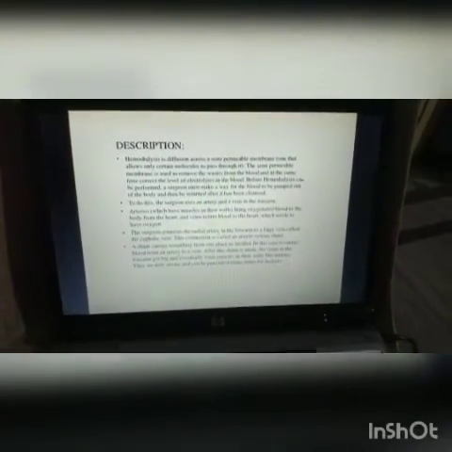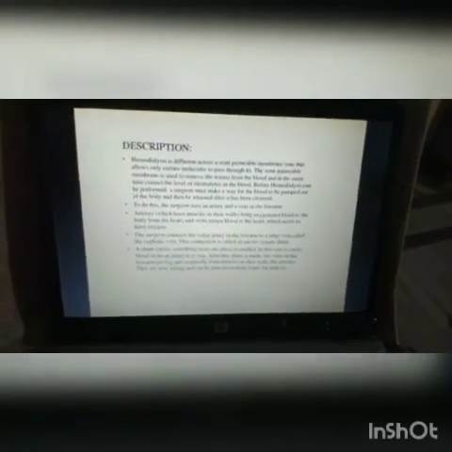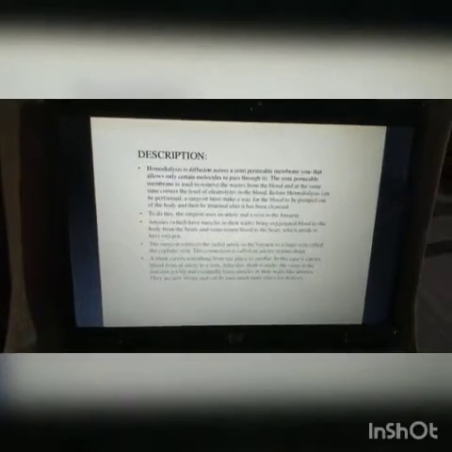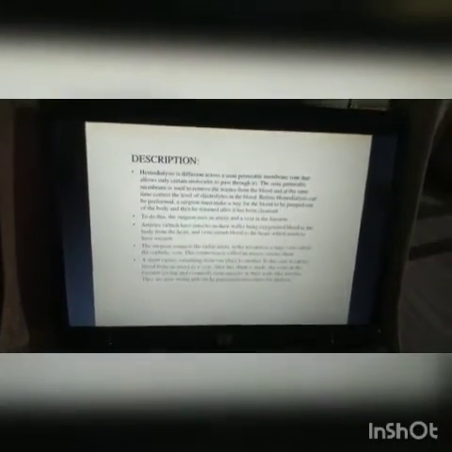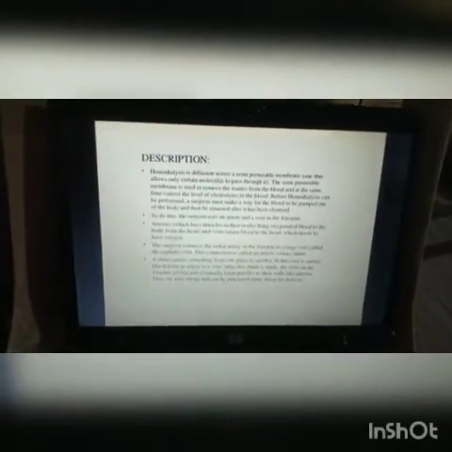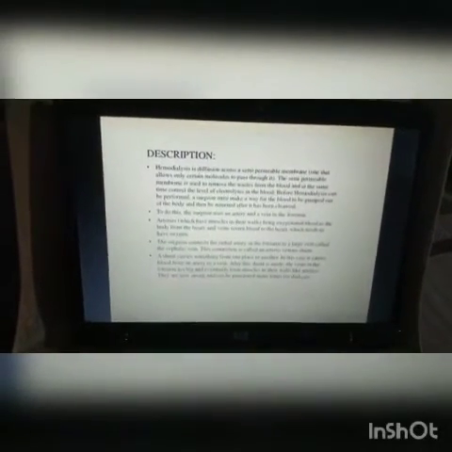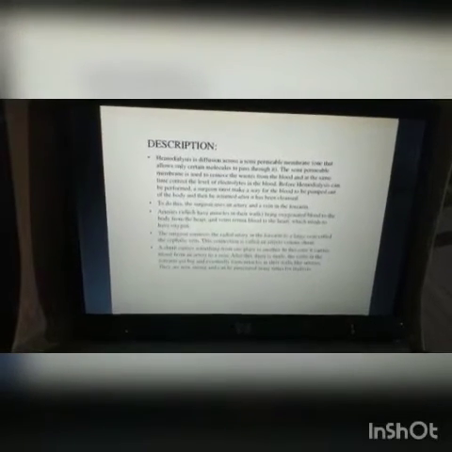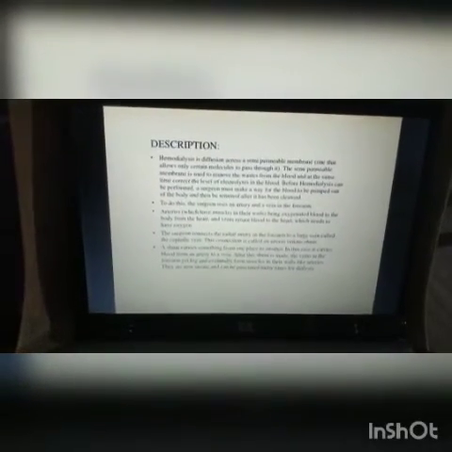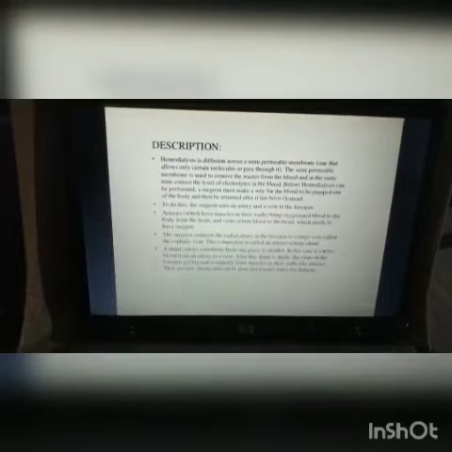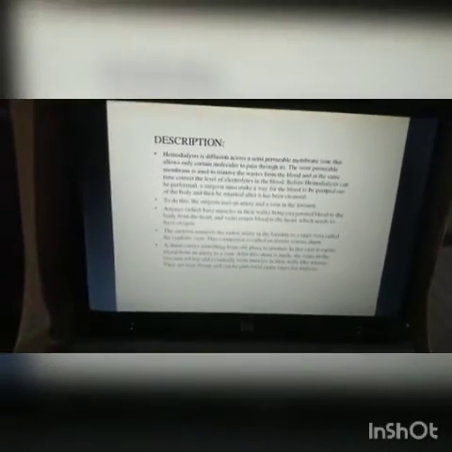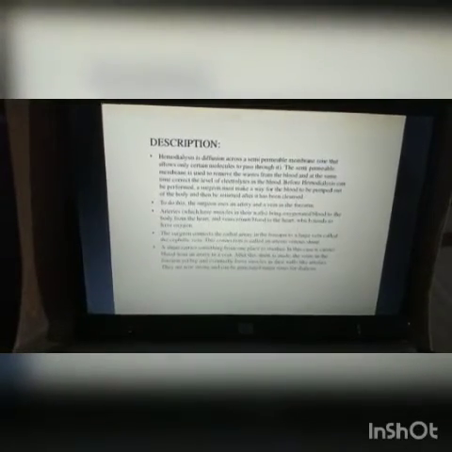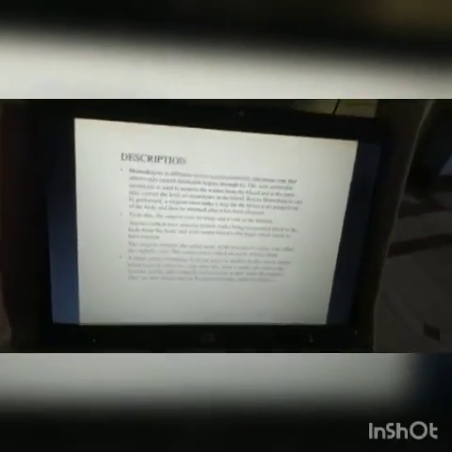Then the surgery connects the radial artery in the forearm to a large vein called the cephalic vein. This connection is called an arteriovenous shunt. This shunt carries blood from one place to another in the human body. In this case, the blood carries from the artery to the vein. After the shunt is made, the veins can grow big and eventually form muscle in the walls like arteries.